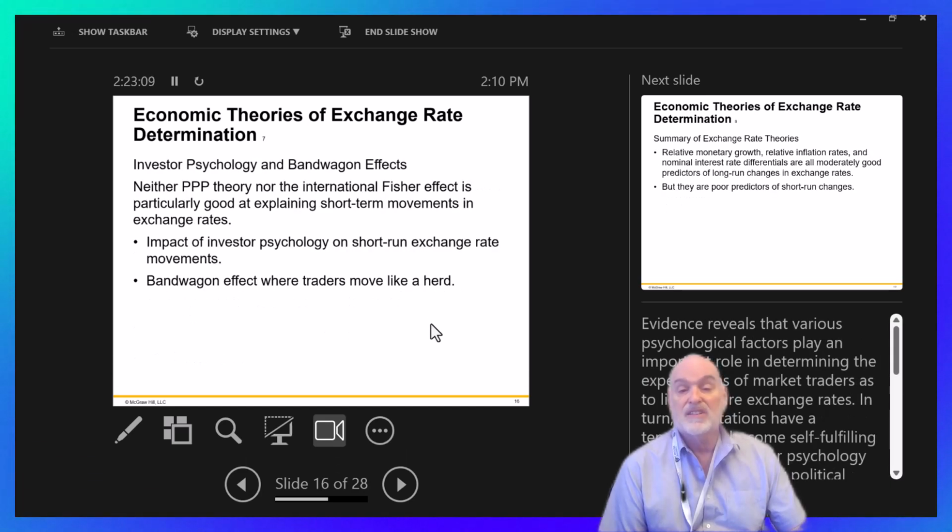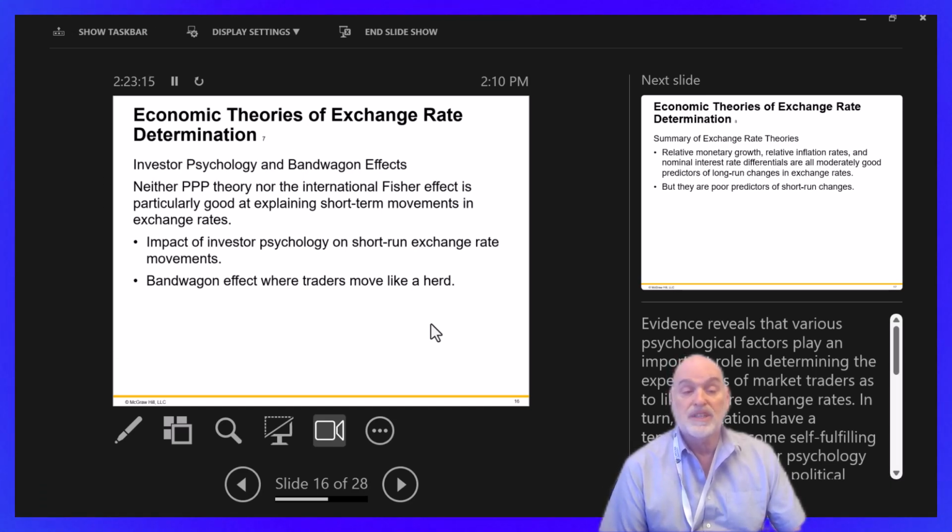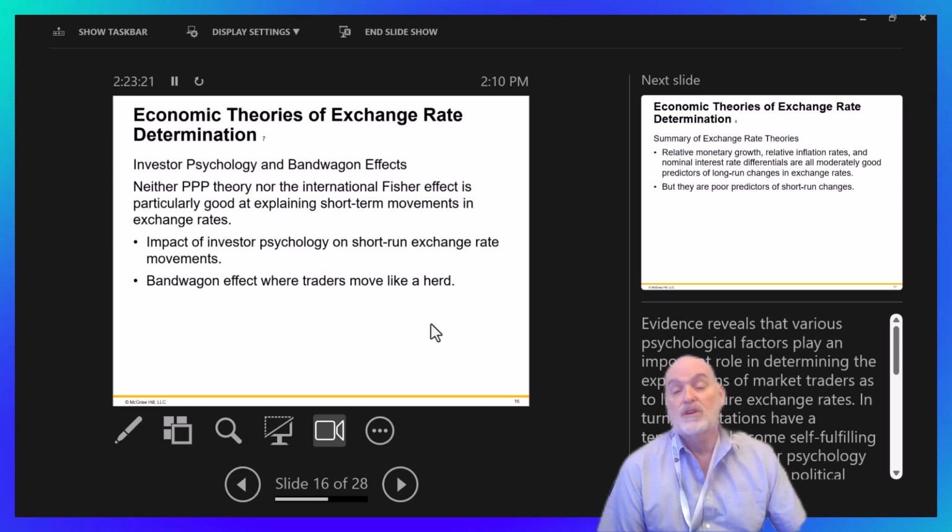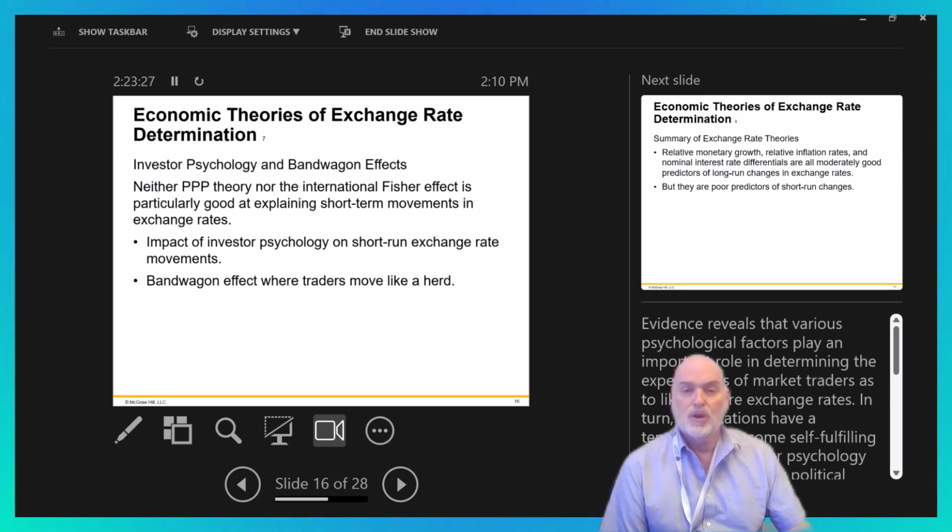Investor psychology and bandwagon effects. Neither PPP theory nor the International Fisher effect is particularly good at explaining short-term movements in exchange rates. Impact of investor psychology on short-run exchange rate movements, and the bandwagon effect where traders move like a herd. It's a very emotional response.